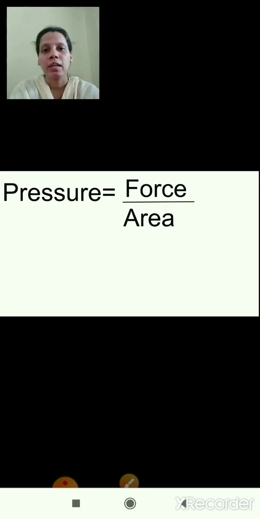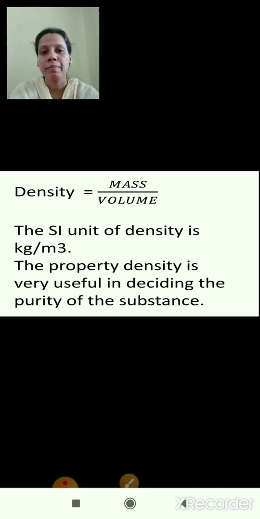Now the second formula is density. What is the formula for density? Density is equal to mass upon volume. Correct. And what is the SI unit of density? Kilogram per meter cube. So this is the formula: density is equal to mass upon volume.